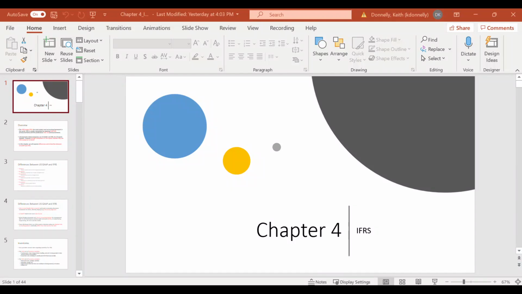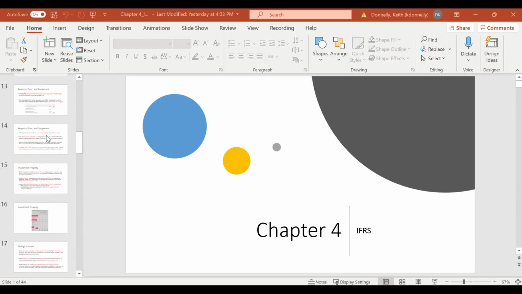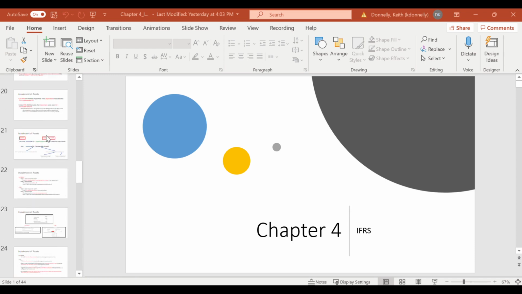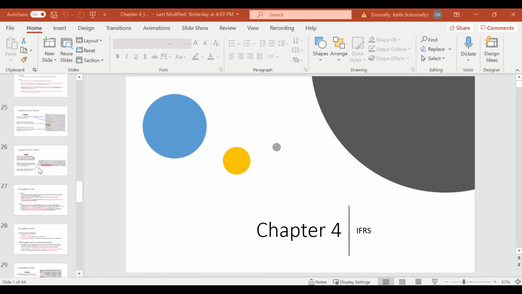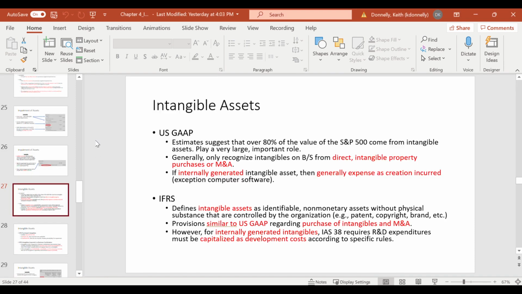Okay, hi everyone. This is going to be the second lecture for Chapter 4. We're going to continue talking about IFRS here. So last time we ended the lecture with discussing impairment of assets. We're going to pick up today with intangible assets.